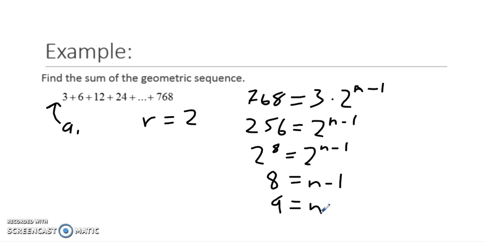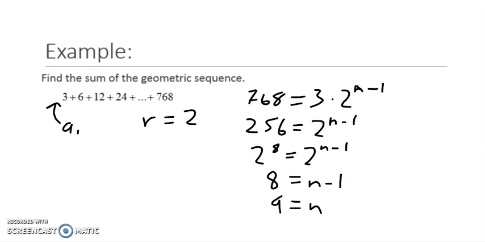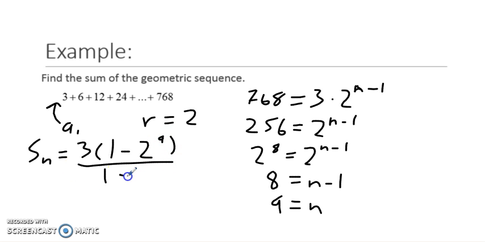So now that I have the 3 values we need for the sum, a sub 1, r, and n, let's look back at the formula so we can plug the numbers in. So I'm going to have the sum of the series is the first term times 1 minus r to the n over just 1 minus r. So s sub n equals 3 times 1 minus 2 to the n over 1 minus 2.